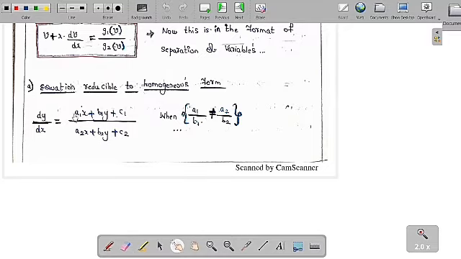Suppose a1 by b1 is not equal to a2 by b2, which means these two lines are not parallel to each other.